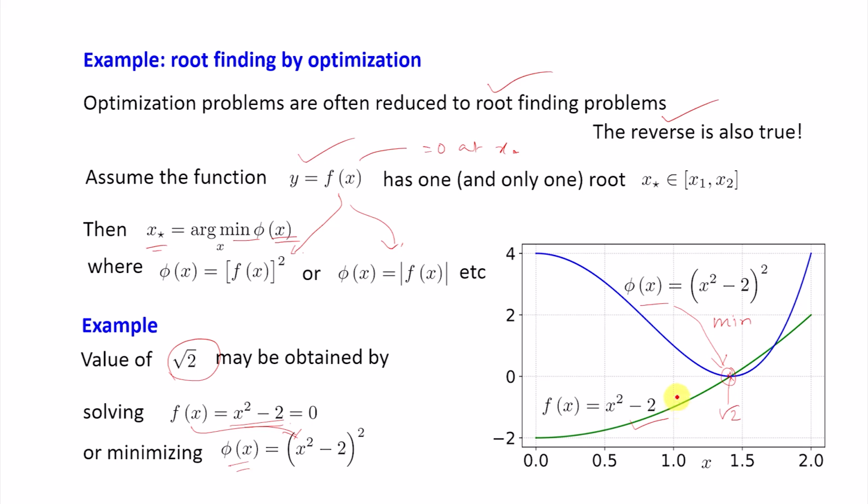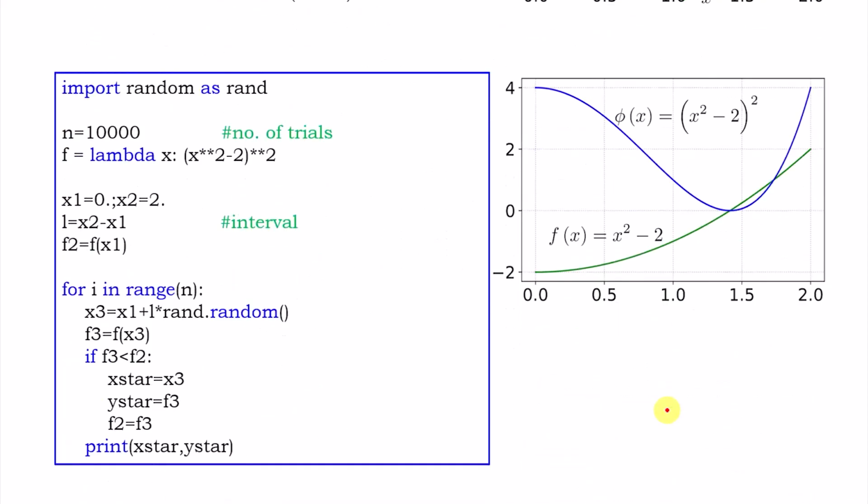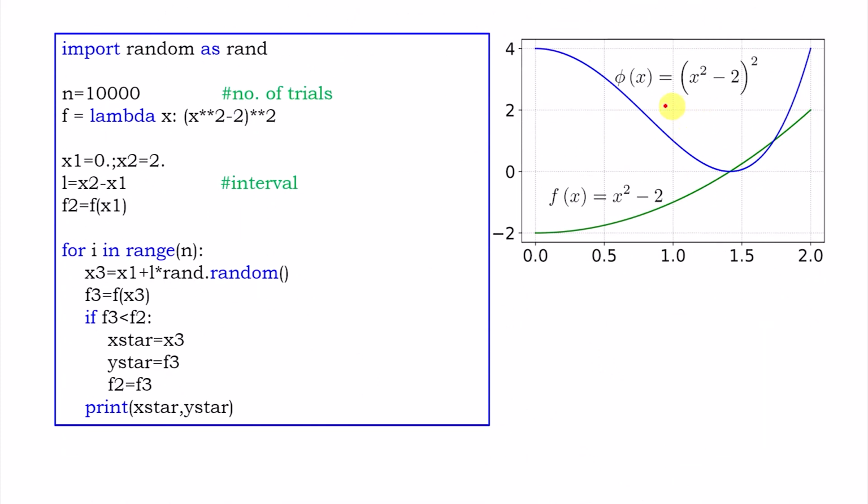So now x square minus 2 equals 0, you can find it using Newton-Raphson. But this problem of minimizing this x square minus 2 whole square, we can find using this standard random search program that you have already created. You can see between the last example and this one, the only difference is that now I have a new function, x square minus 2 whole square.